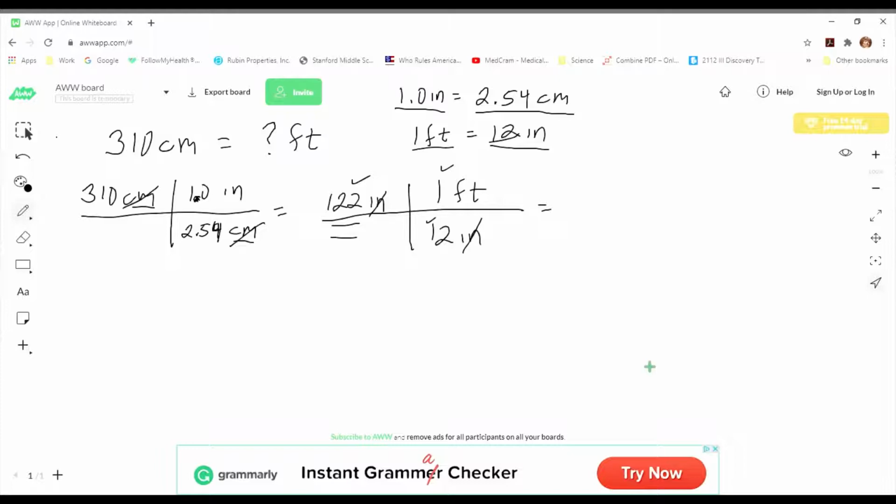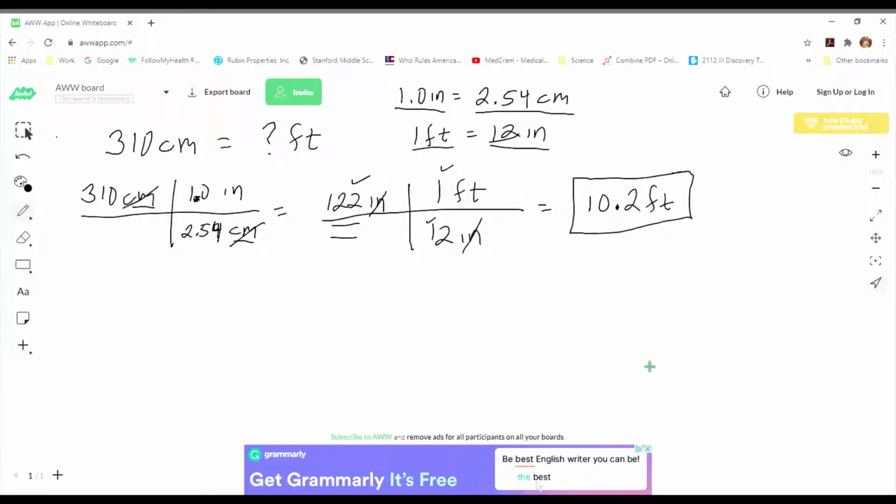What I get is 122 times 1 is 122, divided by 12, and that's going to give me 10.2. So I'm going to end up with 10.2 feet. And that is going to be my answer. Okay? So it was the same thing we did in the last video. We just did it twice. We turned our centimeters to inches. Then once we had inches, we turned our inches into feet. The second way I'm going to show you how to do this is all in one step.